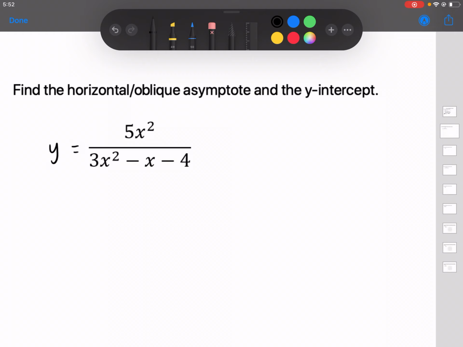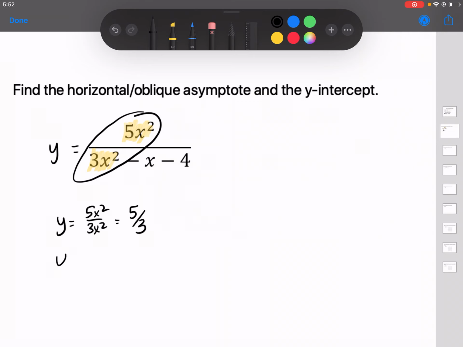Now this should say y equals. That's a typo on my part. But when it comes to horizontal or oblique, what you do is you look at the first term, if it's in standard form, of the top and the bottom, and you're going to go ahead and just divide them. So 5x squared divided by 3x squared simplifies down to 5/3. If it simplifies down to something with no x's, that's automatically your answer. And that means it's going to be a horizontal asymptote.